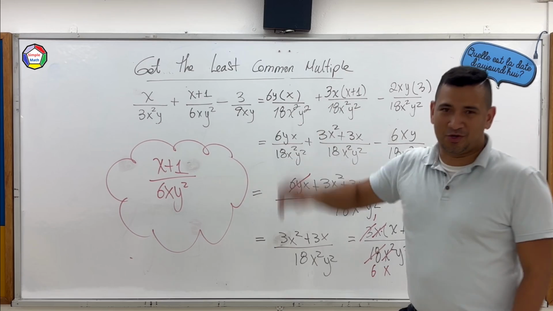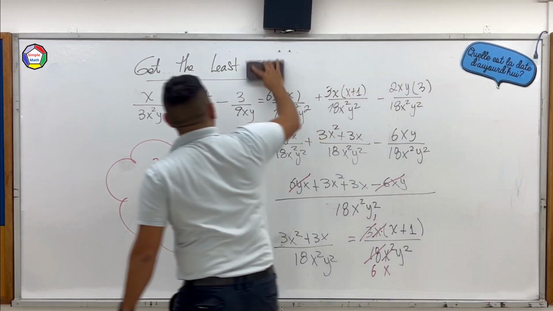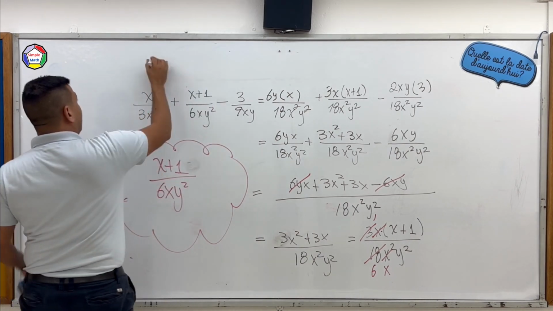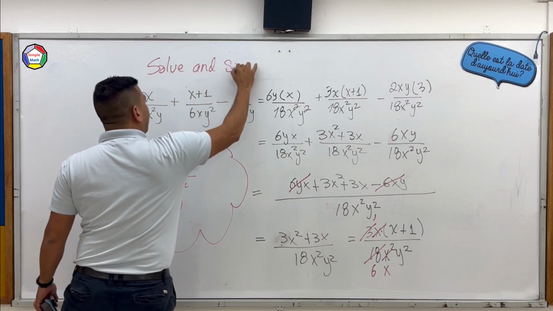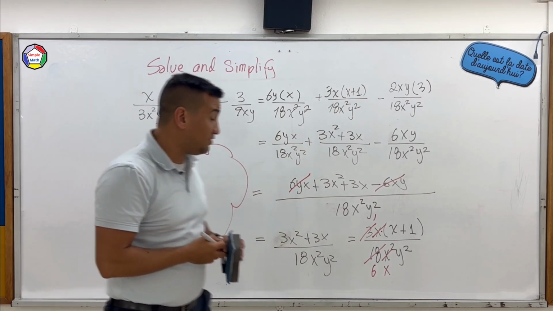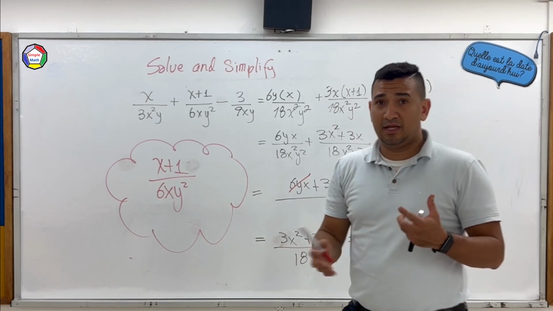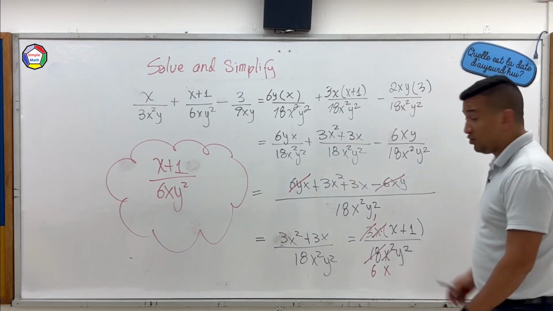This one is the instruction of the previous video. The instruction here must be: solve and simplify. Solve and simplify must be the answer. First we solve, we get the least common multiple, then we develop, then we factorize, and that's it. And we cancel things or simplify things.